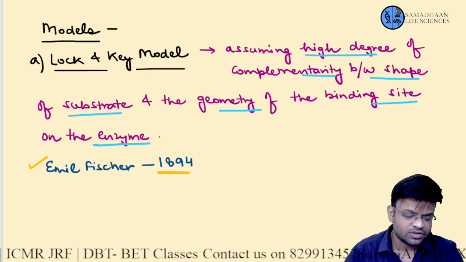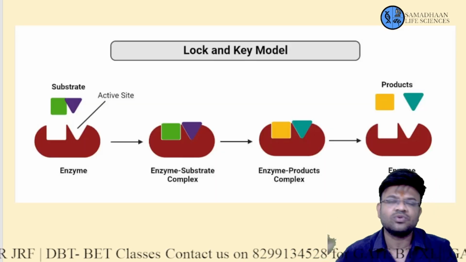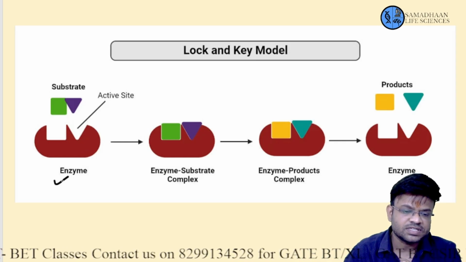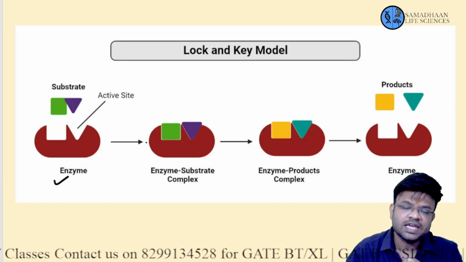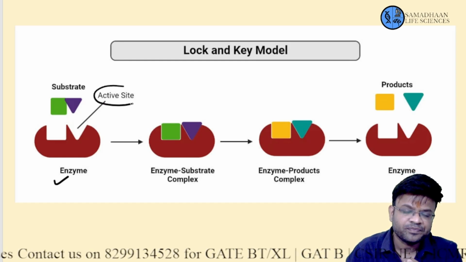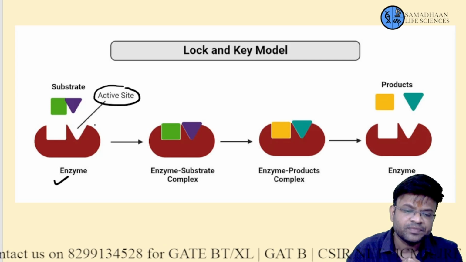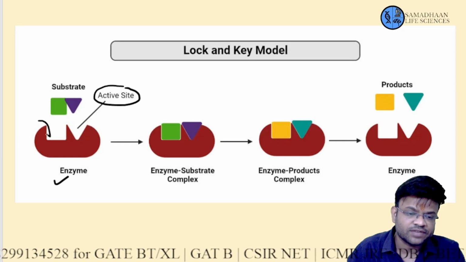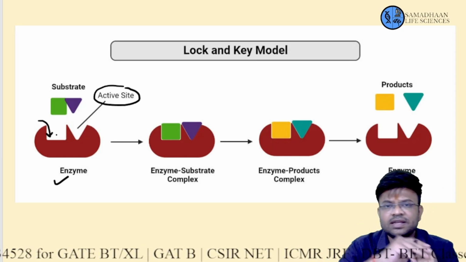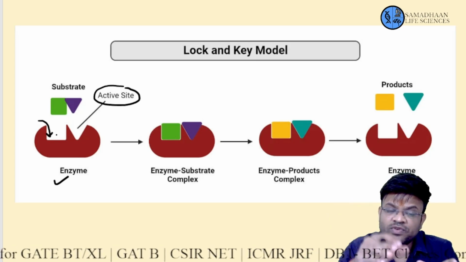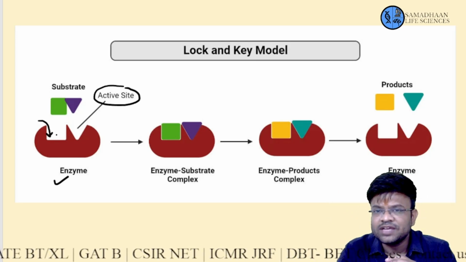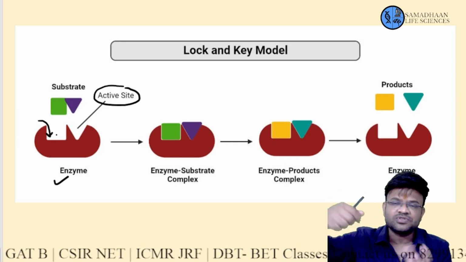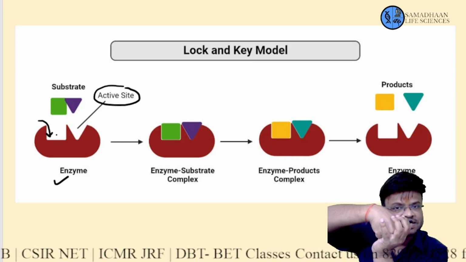So let me quickly show you the diagrammatic representation that I want to talk about. Over here you can see that there is an enzyme. This enzyme has an active site over here, right? So this is the active site. This over here is also the active site, and this over here is also the active site. Now understand that the structure of the substrate over here is in perfect complementarity with the structure of the active site. That means the substrate will fit completely inside the active site.